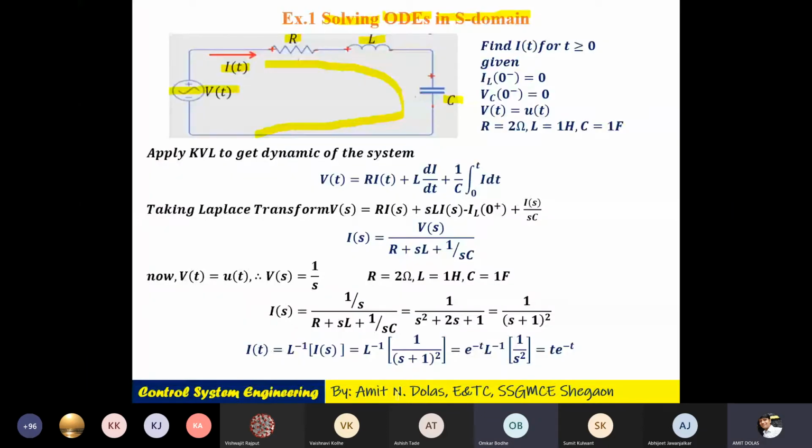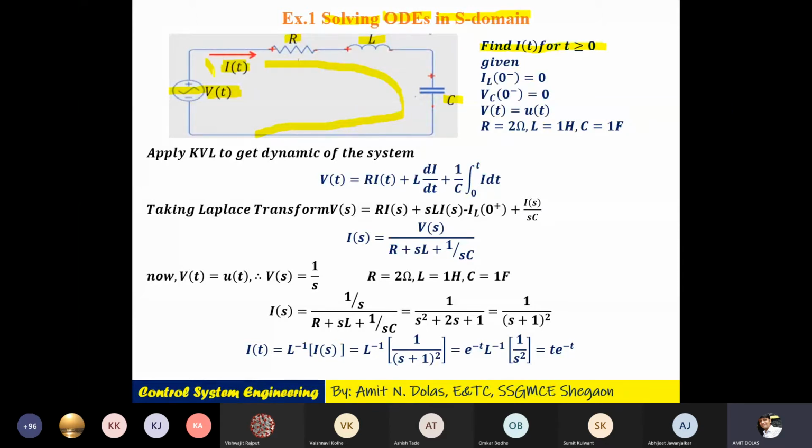Okay, now you can see there is no output v0 shown here. But of course, if v of t is an input, current may be the output, right? So find i of t for t greater than 0.